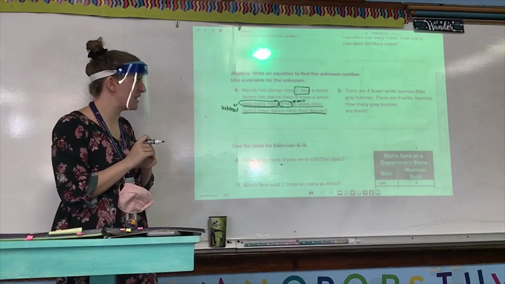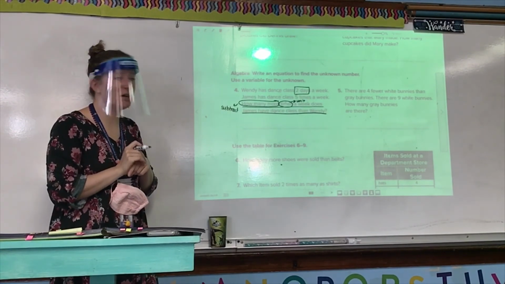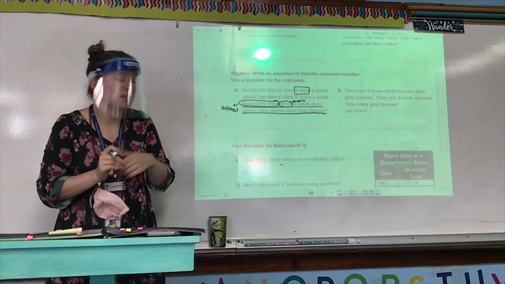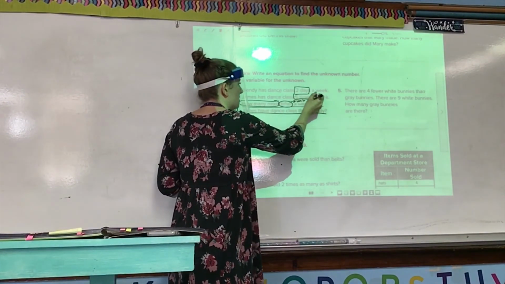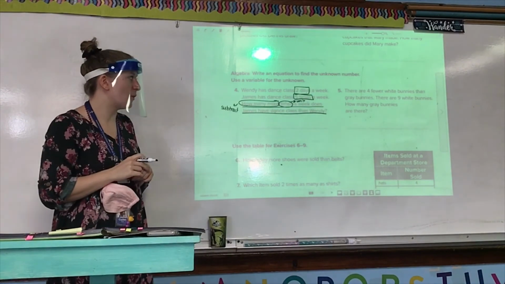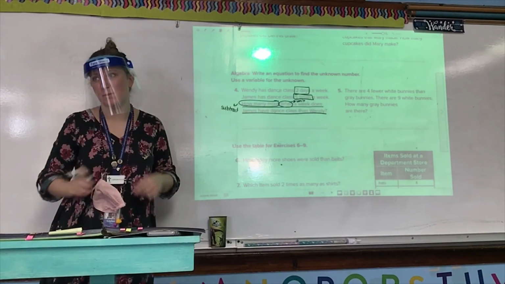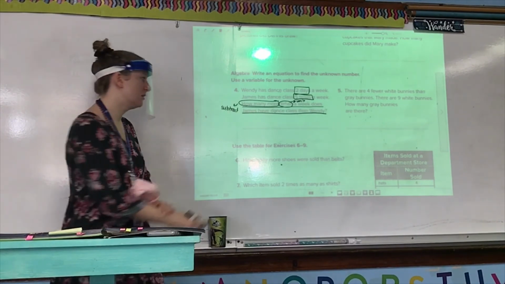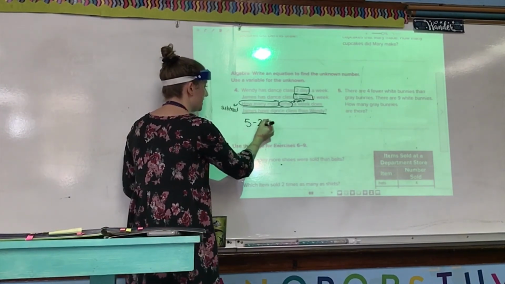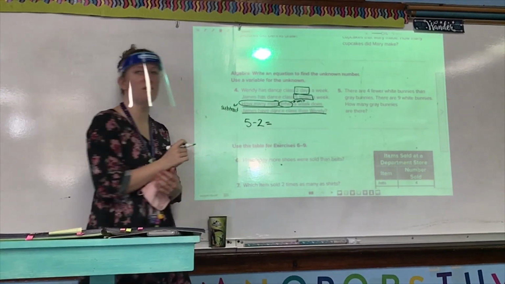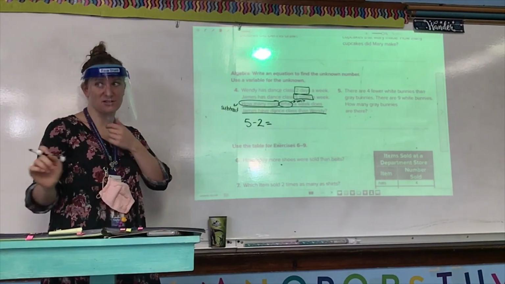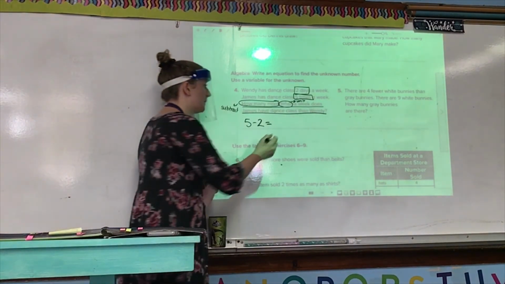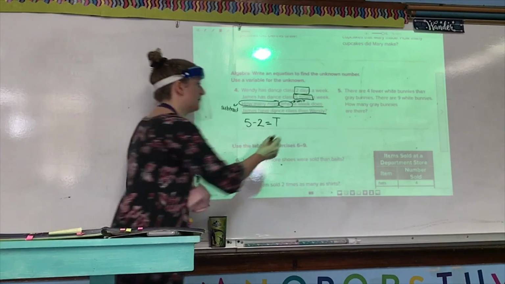Second sentence, James has dance class 5 times a week. Oh, now we do have times. But does it mean the same thing as days? Yes. So we have 2 days and 5 times. What does our equation look like? We're doing subtraction. 5 minus 2 equals, what variable would you like to use? We are using letters now. T for the times a week.